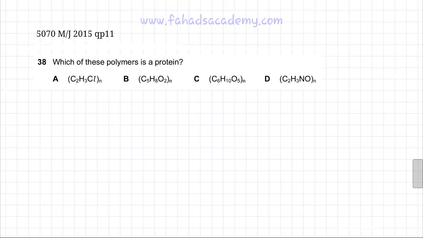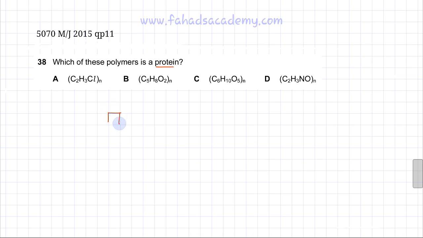The following question reads: which of these polymers is a protein? So the first thing I'm going to do is describe what a protein looks like. A polymer protein is made from monomers, which are called amino acids. A typical amino acid has this functional group.